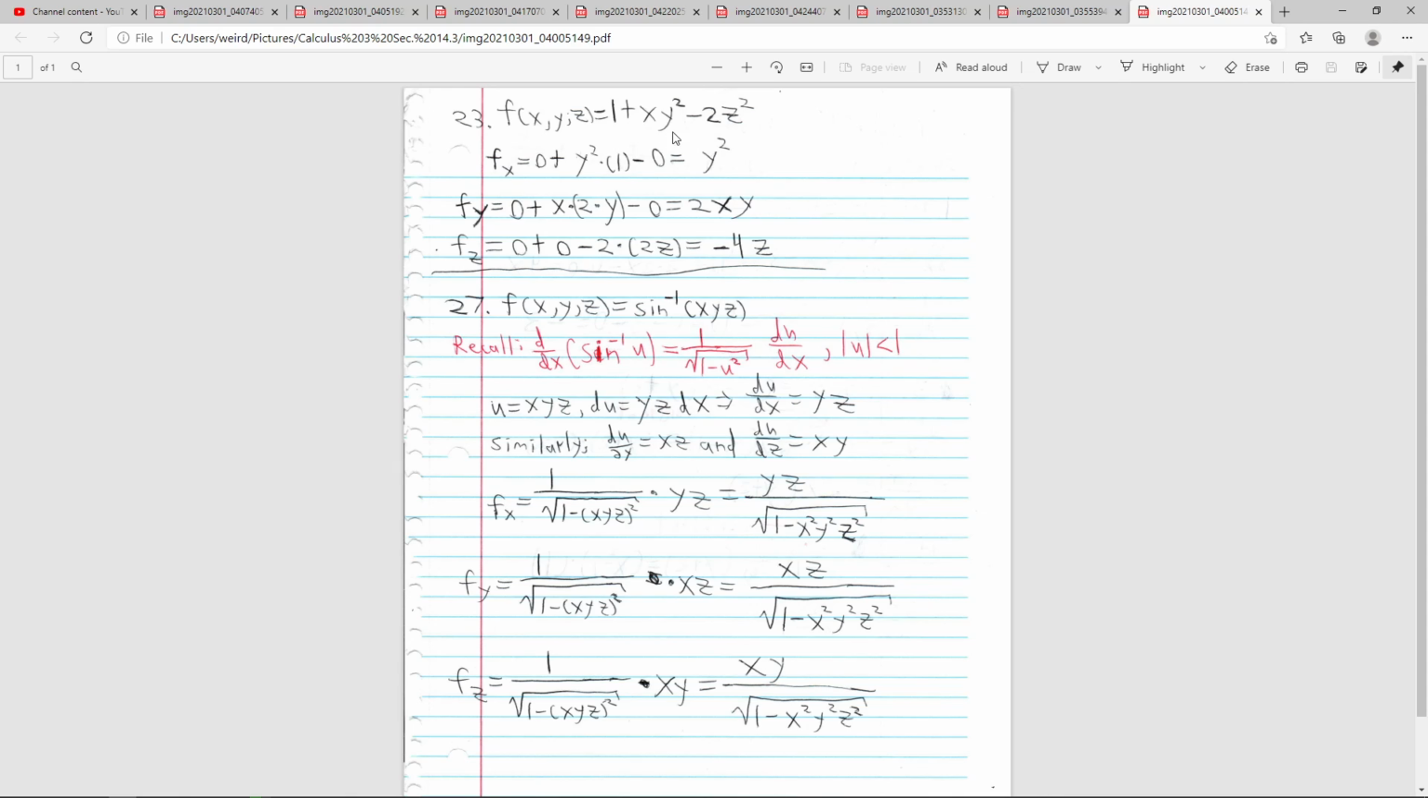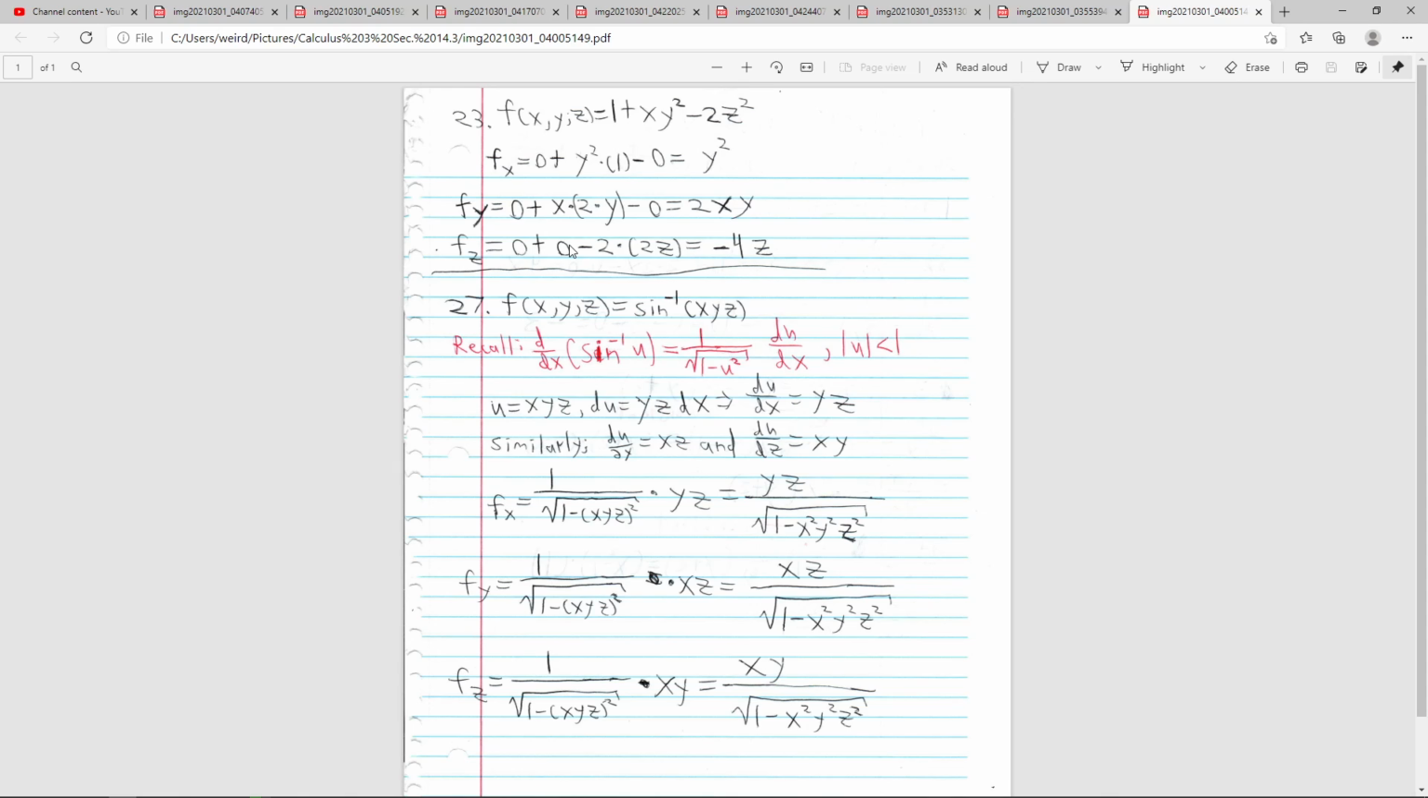So we have 1 plus xy squared minus 2z squared. And fx is the... Fy and Fz are, of course, other notations. Partial derivatives. So 0 plus y squared times 1, because, you know, derivative with respect to x, it's y squared times 1, and minus 0, so y squared. It's similar as before, it's just having z added into it.